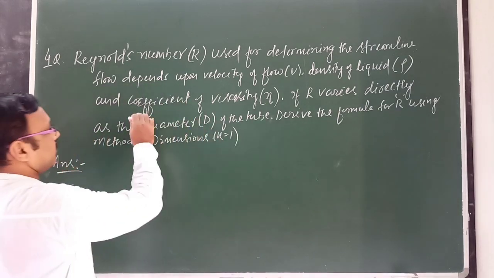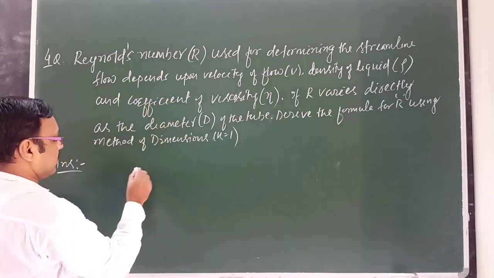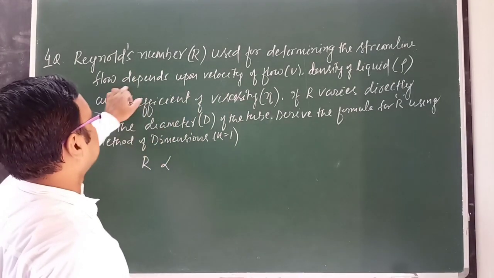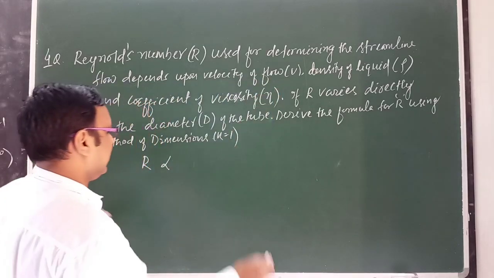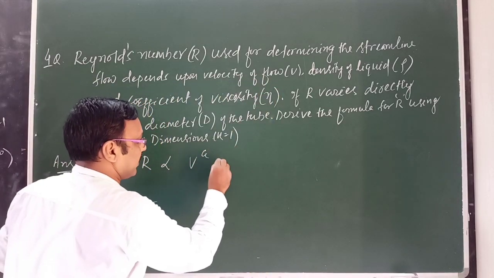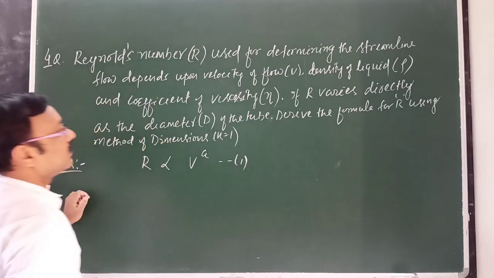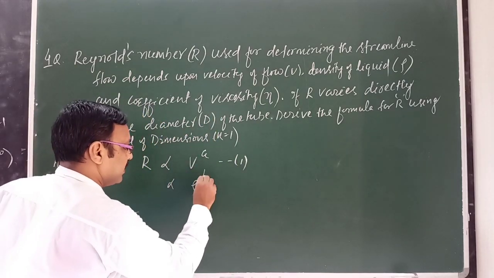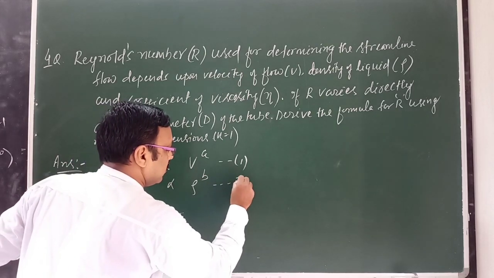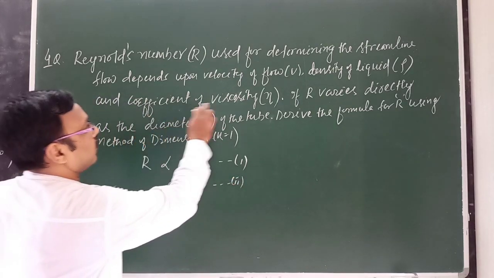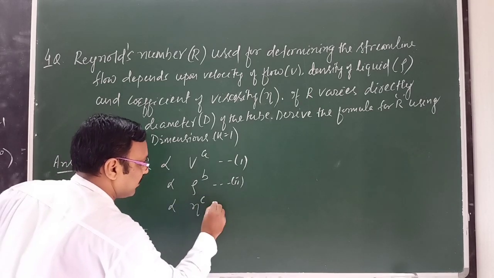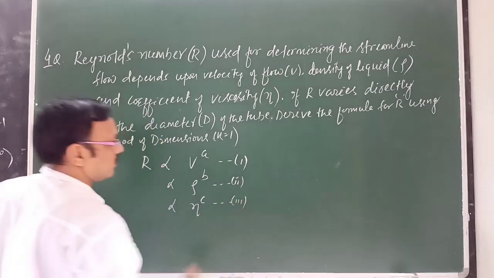So here Reynolds number R depends upon first the velocity of flow. Let me take it to be V to the power A, suppose it is equation 1. And it depends upon the density of the liquid, rho to the power B. And it also depends upon the coefficient of viscosity eta, eta to the power C, equation 3. So there are 3 equations we got.